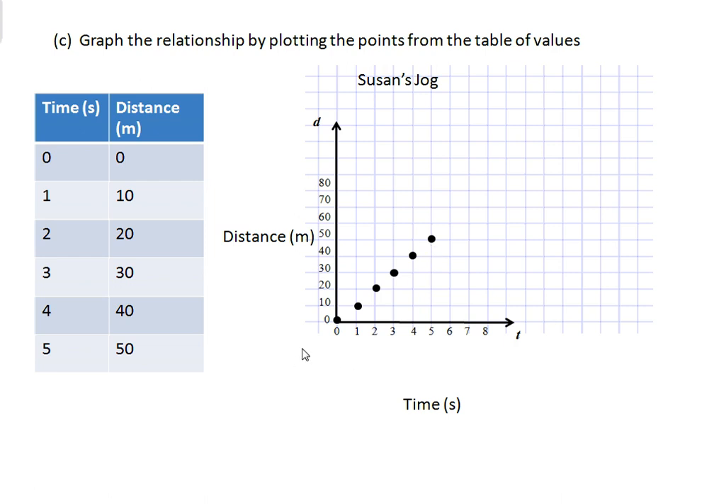So this line clearly has a slope of 10, which was exactly what the question had given us, a rate of change of 10 meters per second. If we were to continue this graph on infinitely, for every additional second she would run, the distance would go up by 10. So we can put in a line through this with an arrow showing that it goes on forever.